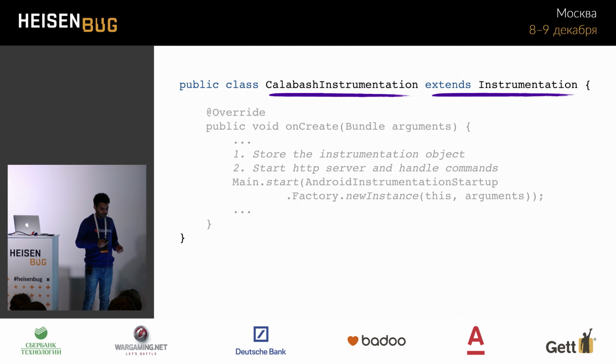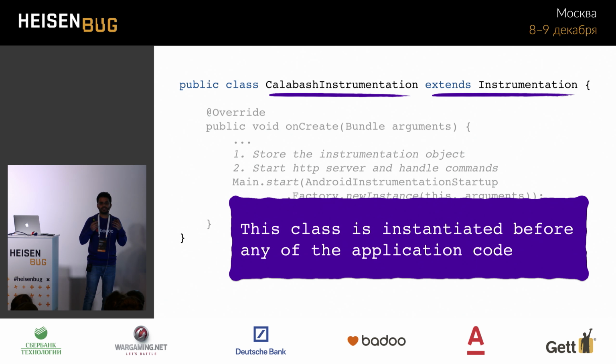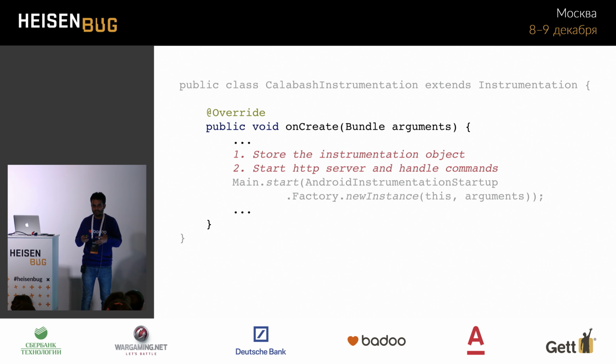So Calabash Instrumentation extends the Android base instrumentation class. And this is the class which gets instantiated before anything happens, before even your actual code for your application gets instantiated or initialized. And in this class, there is a method called onCreate, which Calabash overrides. And this is the method which gets executed very first. So when we say adb shell am instrument and the instrumentation test runner name, this onCreate is the method which gets fired up. So it's like the entry point.